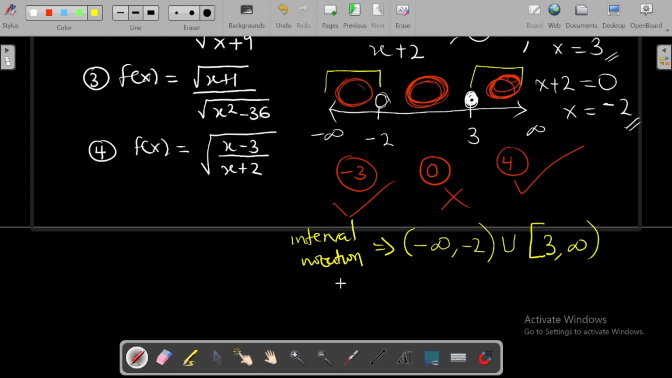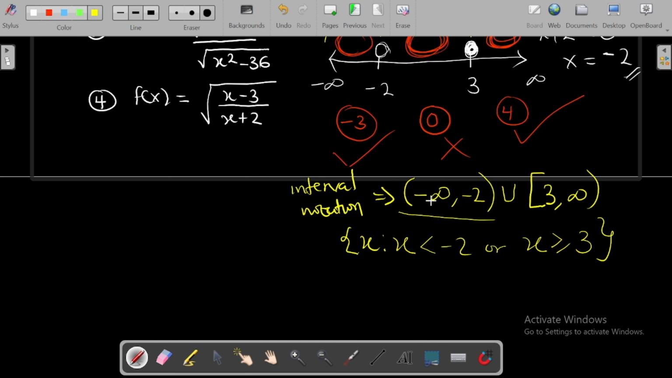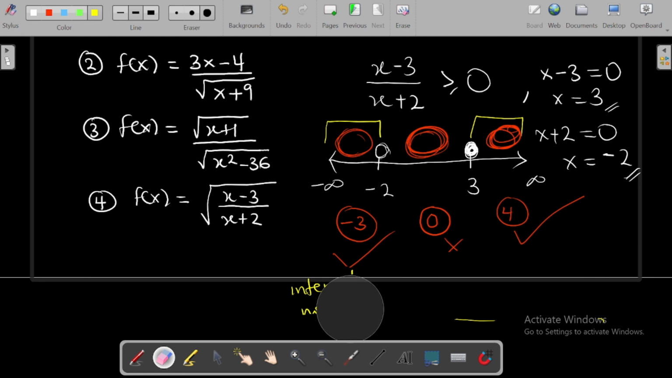Okay. So simply you can write the domain as X is such that X is less than -2, or X is greater than or equal to 3. I believe you have got the concept, because for this one, from -infinity to -2, all the values are less than -2. But for this one, because the 3 is included, it's greater than or equal to 3. Okay. So that's all on how to find the domain of any type of functions.